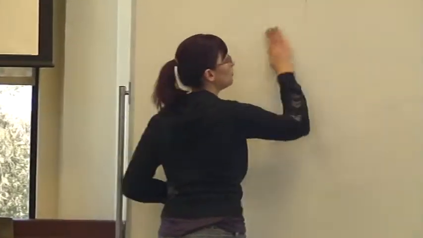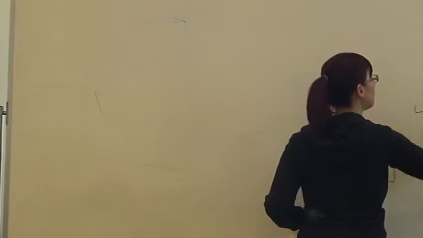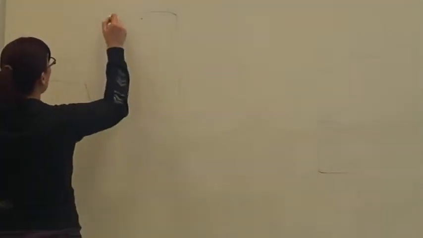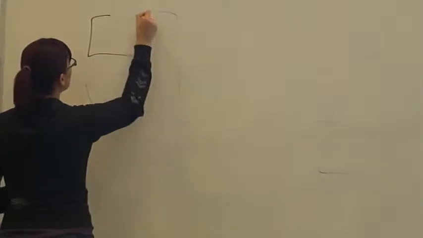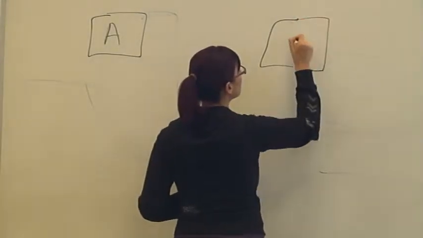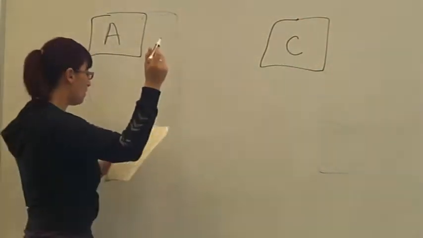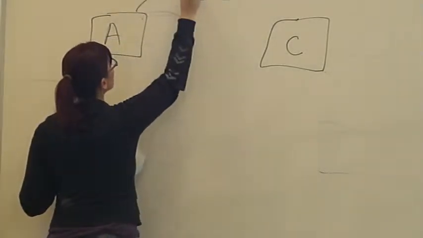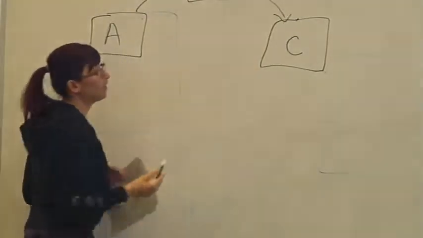But we want to draw a picture of the two concepts. So this is A, and this is C. What's happening in mediation is B is facilitating this relationship between these two things, right? So A and C have a relationship because B plays a role.